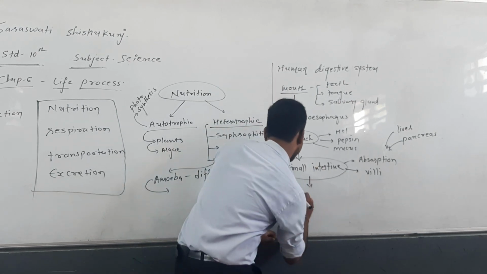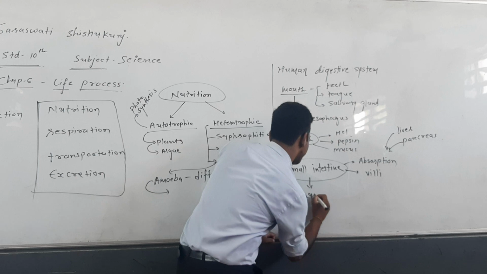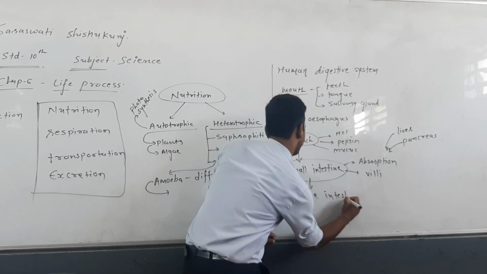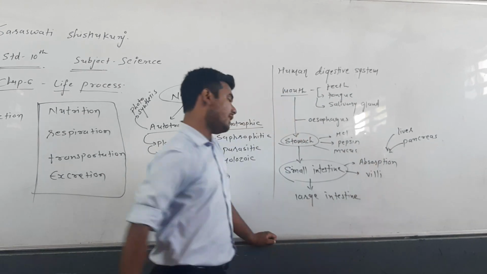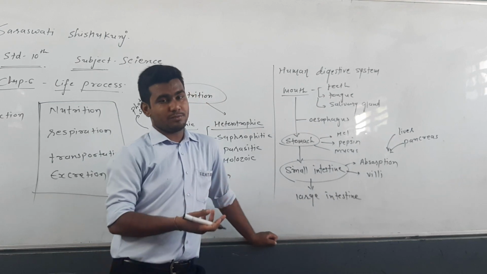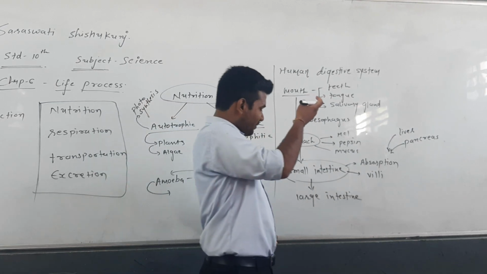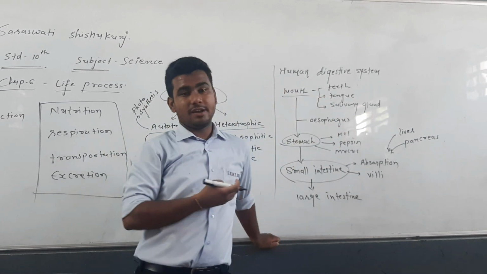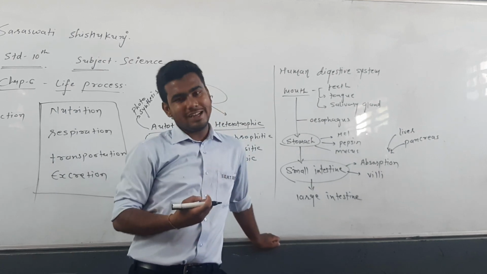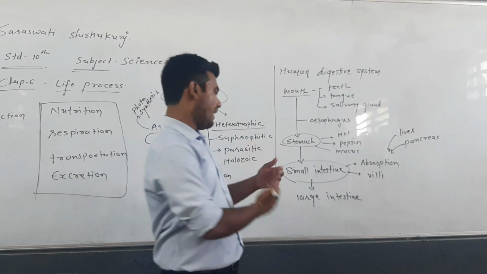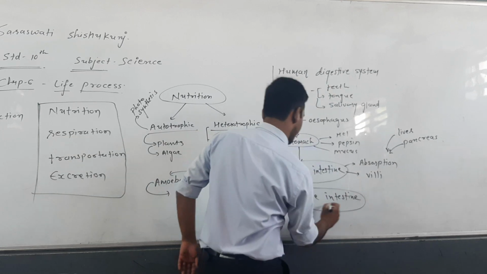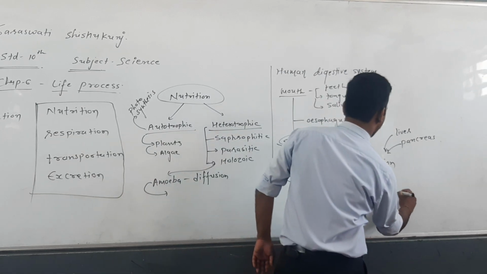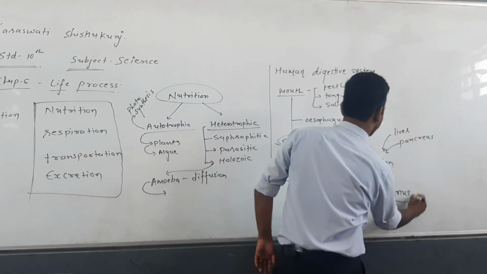After the small intestine, we move to the large intestine, and this large intestine is responsible for reabsorption. Right, the food which comes from the small intestine to the large intestine, maximum water will be absorbed in the large intestine, and from the large intestine that food will be thrown out from our body through the anus.